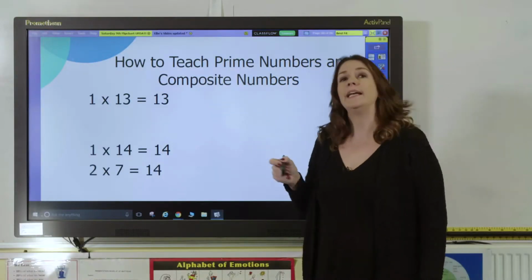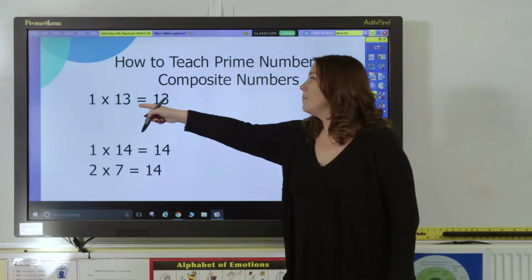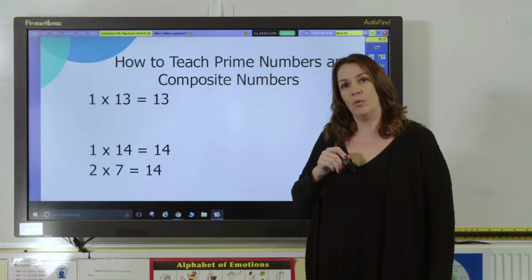All whole numbers have at least two factors. They have one and they have themselves in their times tables. And numbers that only have one and themselves in the times tables are called prime numbers. For example, the number 13 only has the factor 1 and 13 in its times table, so it is a prime number.